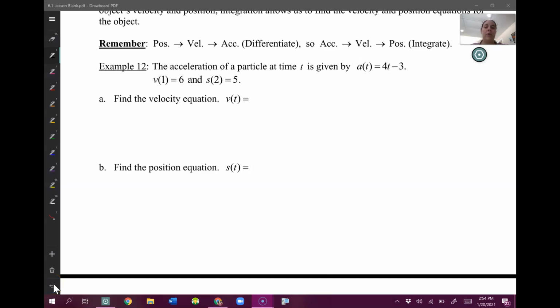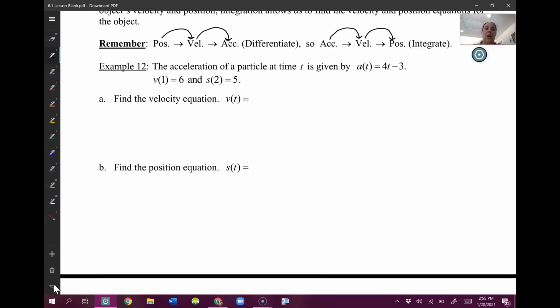Now, if you remember when we were doing derivatives, we talked about the derivative of position is velocity, and the derivative of velocity is acceleration. So acceleration is the second derivative of position. Well, if we're doing anti-differentiation or antiderivatives or integrals, we're going to go opposite. So if I'm given acceleration, I can go backwards or integrate to get velocity, and then I can go backwards or integrate again to get position.